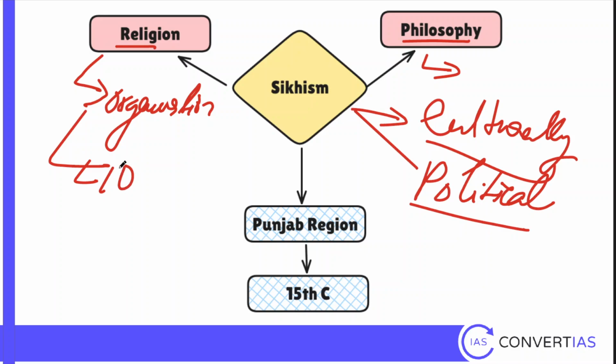You have 10 Sikh gurus. After that, you have other leaders as well. I've already told you the region is Punjab, and the century in which it starts is the 15th century. Here you have to note something very important.